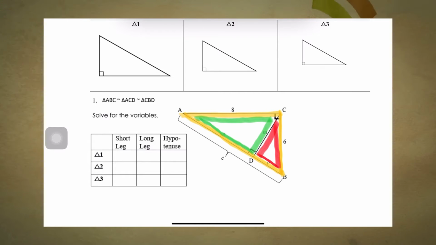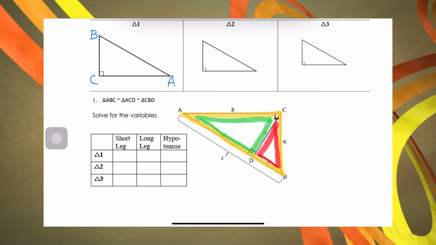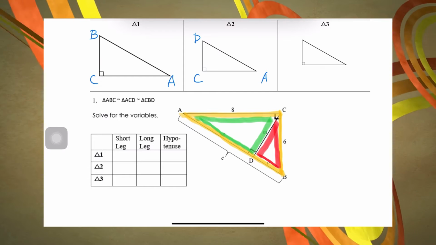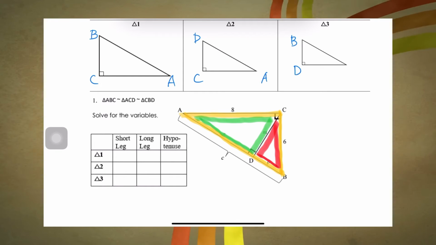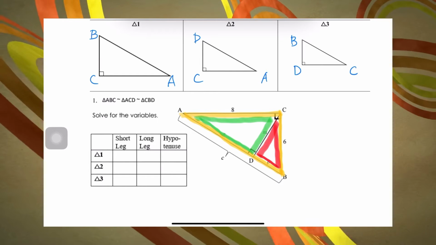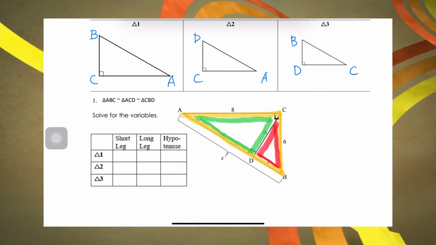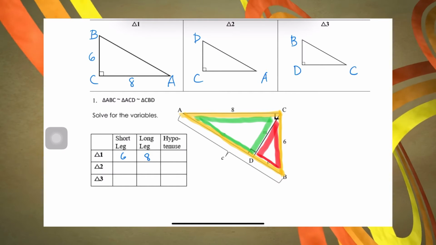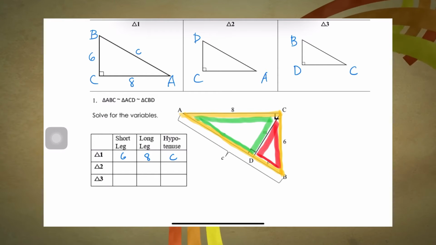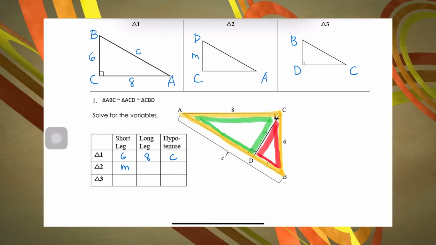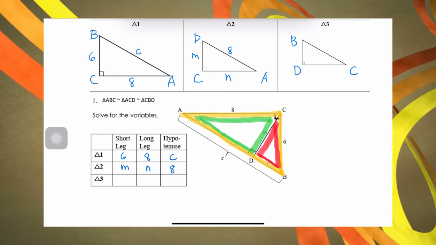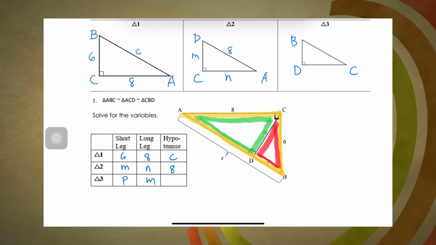So this will be triangle BCA, and this will be triangle DCA, and the small triangle, triangle 3, will be triangle BDC, where the short leg of triangle 1 will be 6, the long leg is 8, and the hypotenuse is C. For the medium triangle the short leg is M, while the long leg is N, and the hypotenuse is 8. And finally, the small triangle, we have the short leg of P, long leg of M, and hypotenuse of 6.